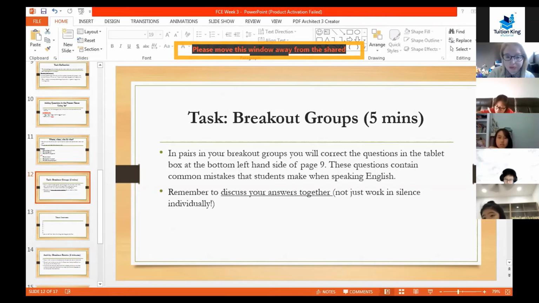If you can see on my screen, it's this little box here. The first example has been done for you. So let's do this in pairs, for 5 minutes. Can you please go through these and correct them together? And then we'll go through some of the answers.